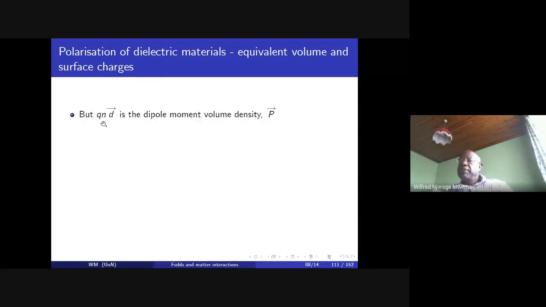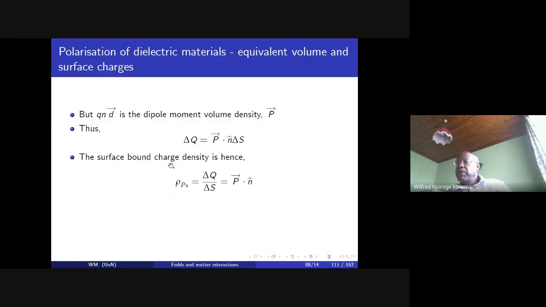But if we multiply Qn and multiply that one by the displacement d, that is of course equivalent to the dipole moment volume density, which we call the polarization P. Therefore, the delta Q is going to be given by P dot n cap delta S, and the surface bound charge density is hence going to be given by rho PS equal to delta Q by delta S, and we can see that that is going to be given by P dot n.